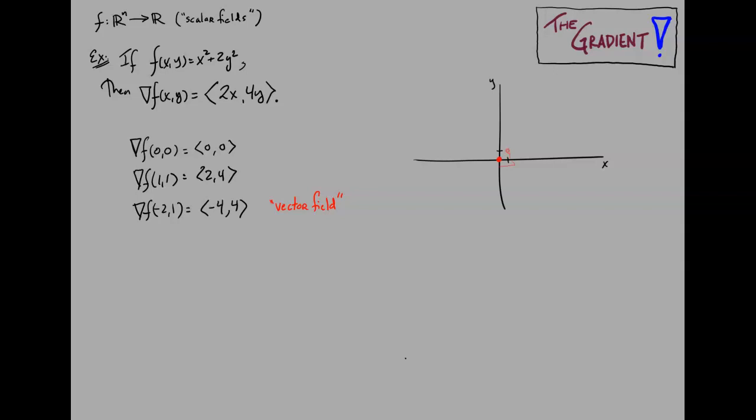So if we go to the point 1, 1 right here, what the vector field is doing is putting this vector 2, 4 right there, like this. Meanwhile, at minus 2, 1, which is this point right here, what the gradient is doing is laying this vector minus 4, 4 down, which looks something like this. And you could imagine that at every single point in R2, we've got some vector associated with it, which is the gradient of f at that point. So now you have this whole plane filled with vectors pointing in different directions.